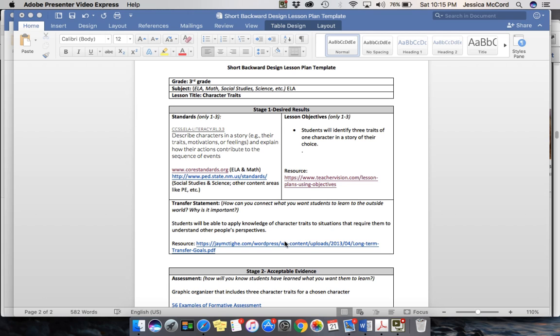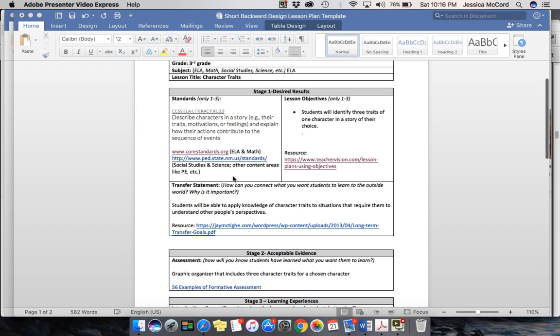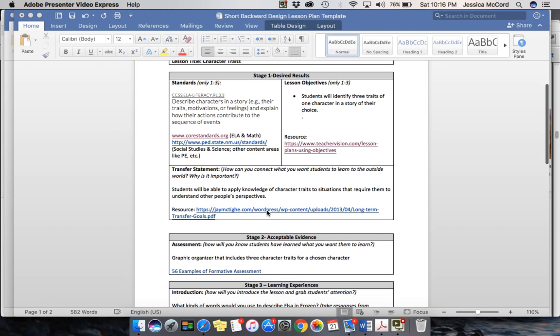They should just be a brief statement like what I have here that shows how, for example, character traits help students to understand other people's perspectives and to be able to describe what people are like in the outside world. So here is my example of a transfer statement for this particular lesson.